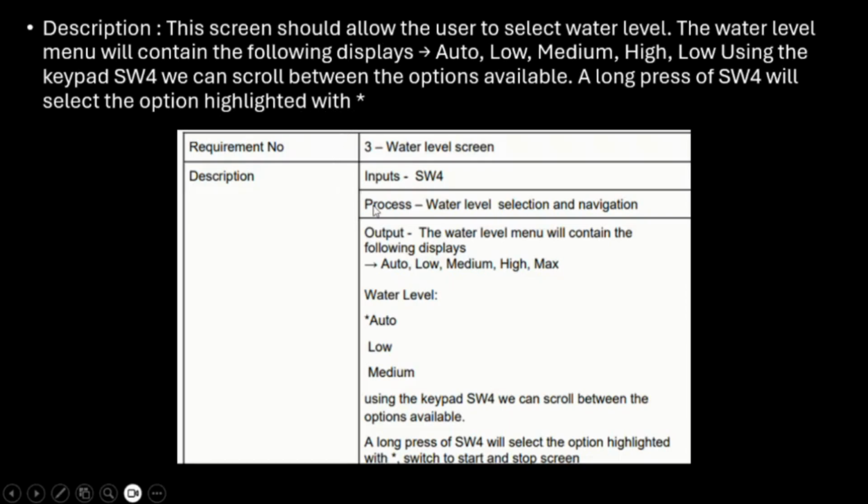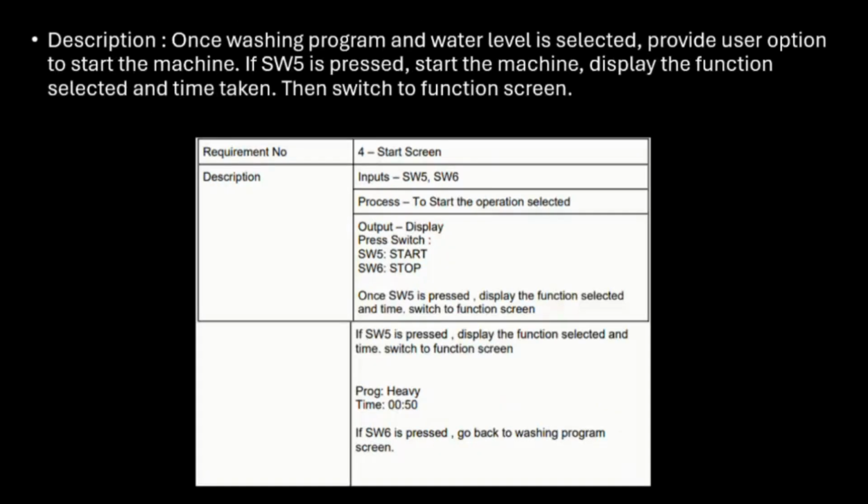After the selection of how to wash, in which method you have to wash your clothes, next the water level menu will be selected. If you want to select a particular one, we have to long press the keypad switch SW4, or if you want to scroll through them, we have to gently press the SW4 switch.